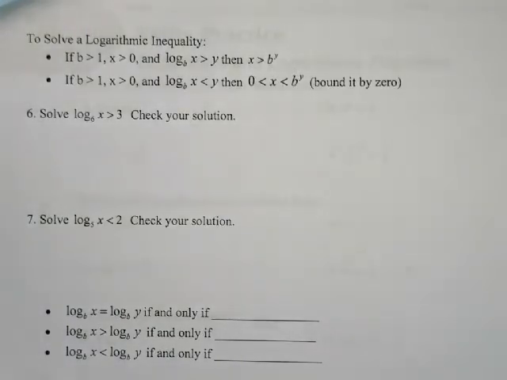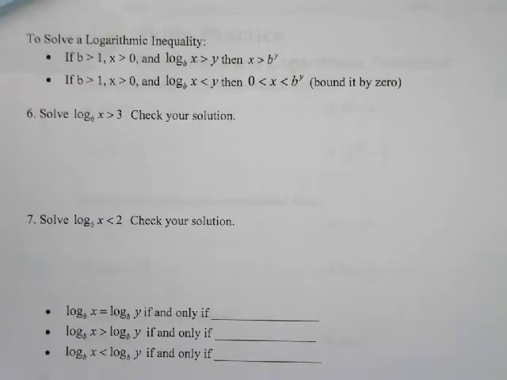Okay, so it says to solve logarithmic inequalities, if b is greater than 1, and x is greater than 0, and log base b of x is greater than y, then x is greater than b to the y. Holy cow. That's a little much. And if b is greater than 1, and x is greater than 0, and log base b of x is less than y, then 0 is less than x is less than b to the y, bounded by 0. Holy cow, right? Let's do some and let's see if it gets better, because that's a lot of jazz.